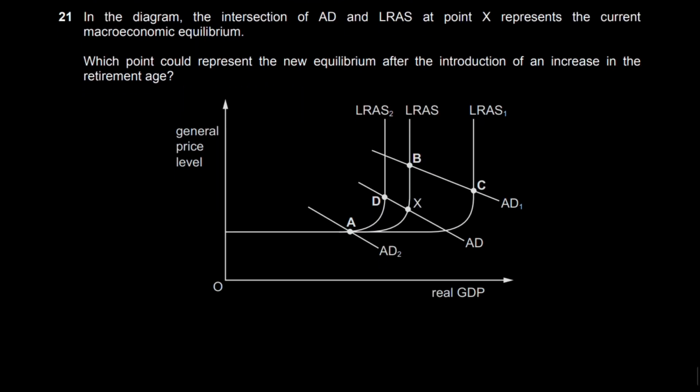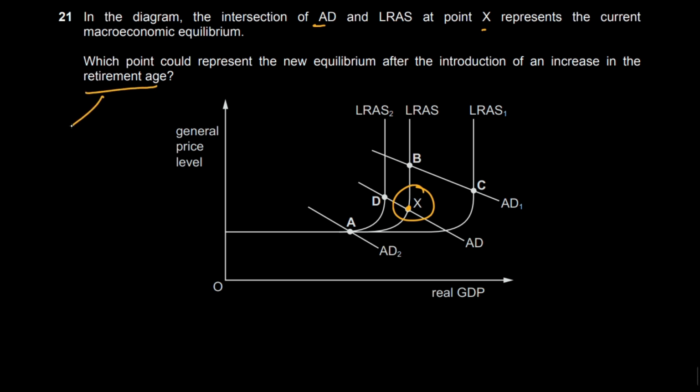Question number 21 states in the diagram the intersection of AD and the long run aggregate supply curve at point X represents the current macroeconomic equilibrium. So we currently are at X. Which point could represent the new equilibrium after the introduction of an increase in the retirement age?